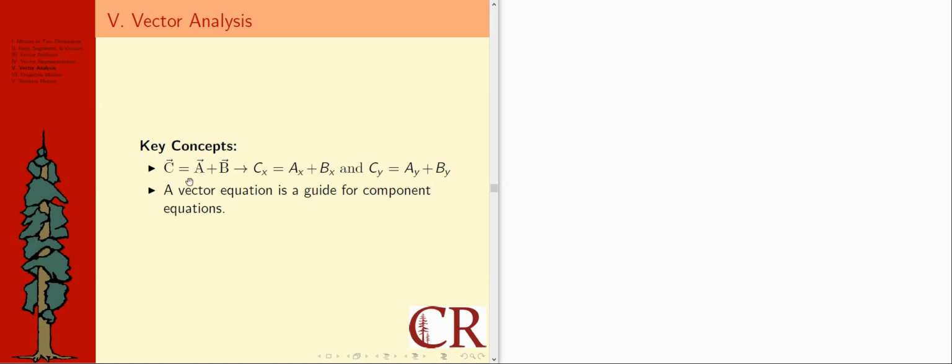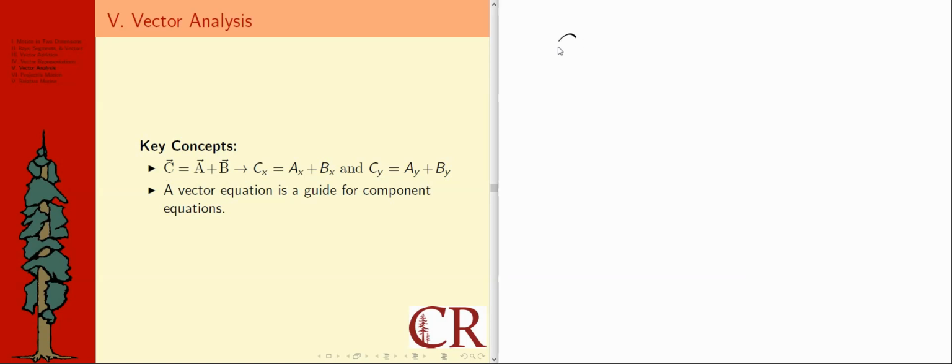If C is equal to the vector sum of A and B, then you can say the x component of C is equal to the sum of the x component of A and the x component of B. And similarly, the y component of C is equal to the sum of the y component of A and the y component of B. It turns out that can apply to other equations as well.